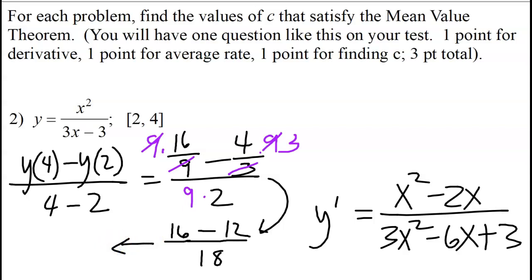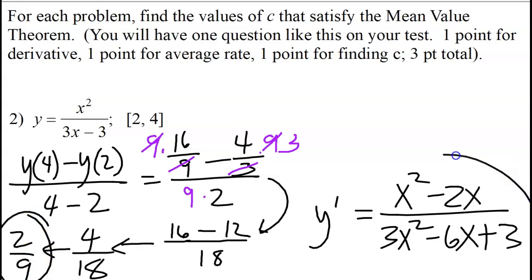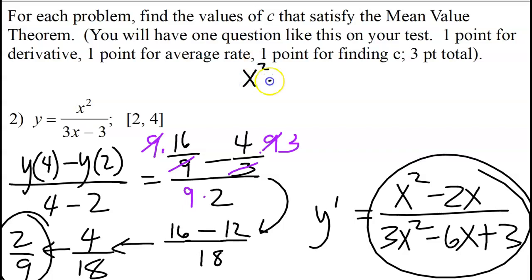And then finally, 16 minus 12 is 4. And then we can reduce that to be 2/9. So there's my average rate of change. So my average rate of change is 2/9. My instantaneous rate of change is that function there. And so we're going to set those things equal to each other now. And that's the third step.